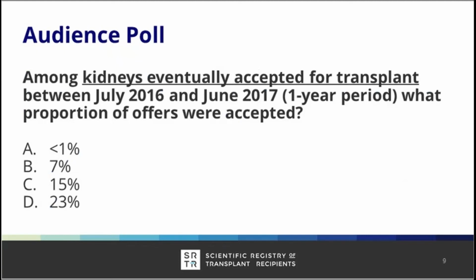So one last poll here. Among kidneys that are eventually accepted for transplant in the last year, so July to June of 2017, which is a 1-year period, what proportion of offers were accepted? I'm going to open this poll in a second, but just to clarify what I mean: these are all kidneys that had been offered and were eventually accepted and transplanted by a program. So in other words, how many offers are actually accepted out of the ones that are put forward? I'll open that poll, and I would love to see what people think.